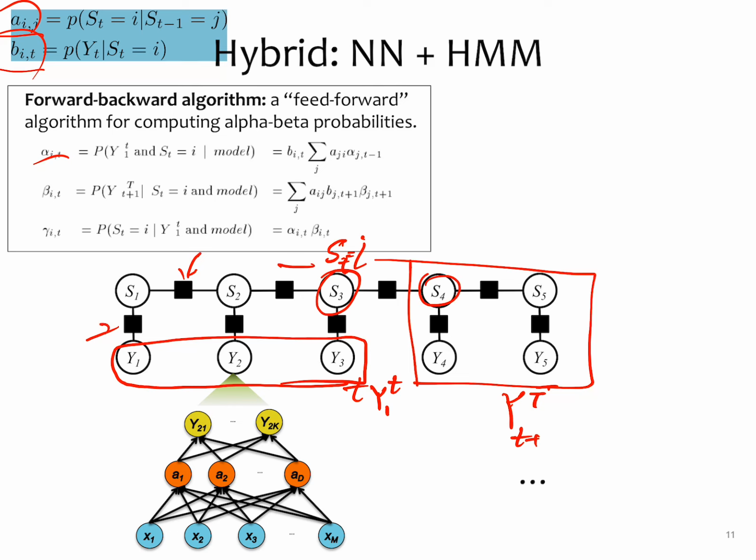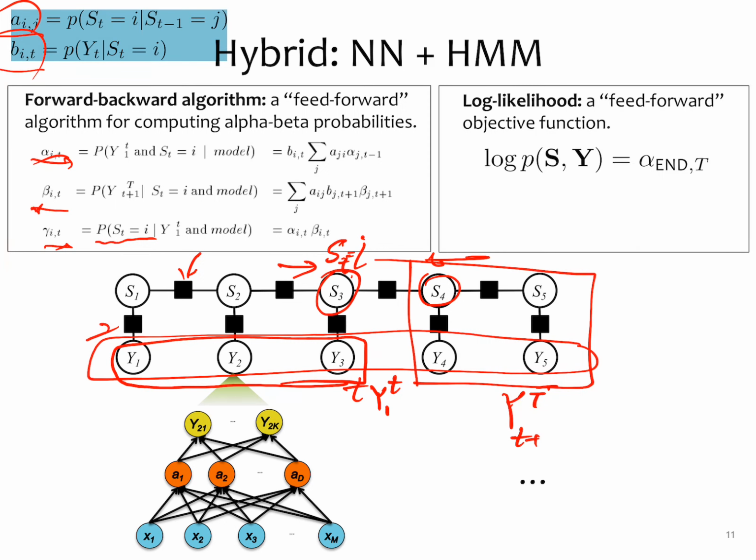So I had a forward message and a backward message. I'm just re-explaining the forward-backward algorithm. And then the posterior probability of s_t given all of the observed y's. So these were the ingredients of my forward-backward algorithm: forward message, backward message, and the belief.